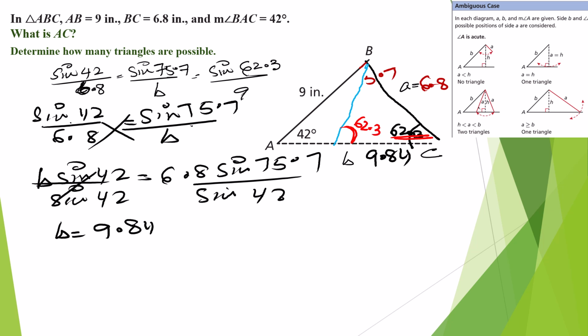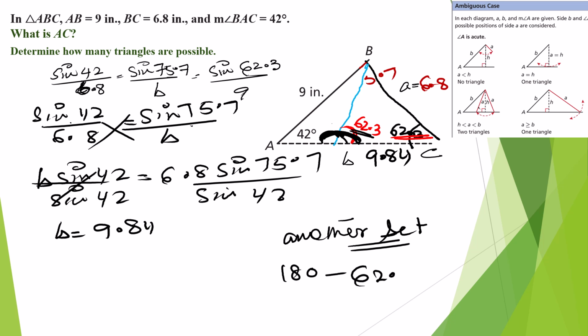So if they are equal to each other, to determine this angle, what do we do? The total angle is 180. From this 180, we will subtract the 62.3. So another set of triangle will be 180 minus 62.3, which will give us something like 117. So 180 minus 62.3, we will get here 117.7.